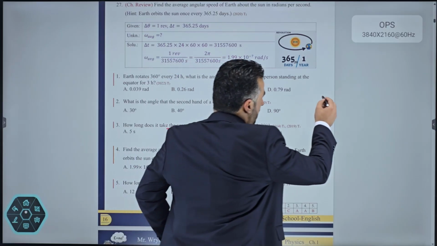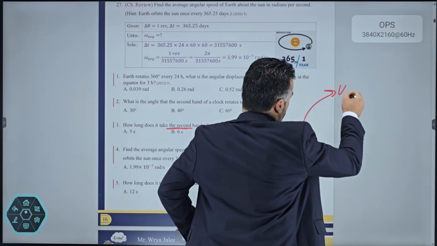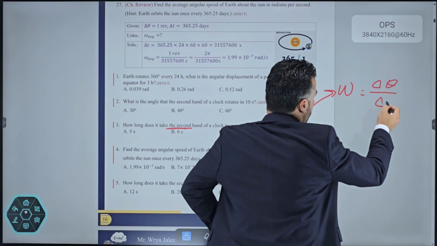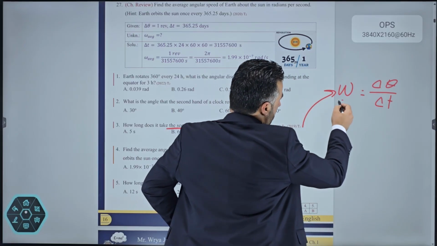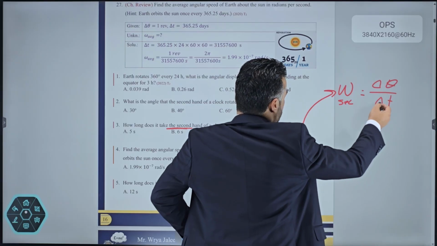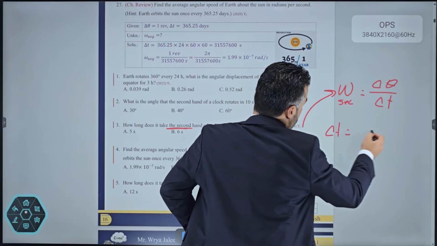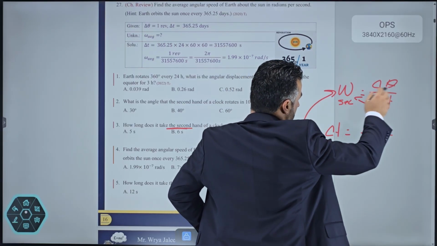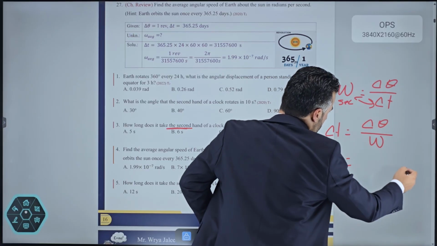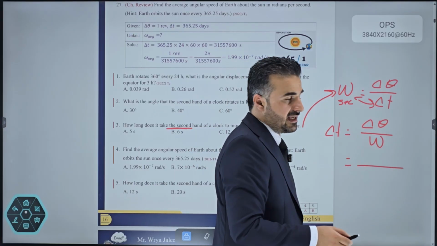So once again, omega, or angular speed for the second hand, is equal to delta theta over delta t. Do you agree with me? This is for the second hand. And then it says how long does it take? So we want delta t. Delta t is equal to, just swap this, switch them, delta theta over angular speed. But angular speed for what? For the second hand, yes?